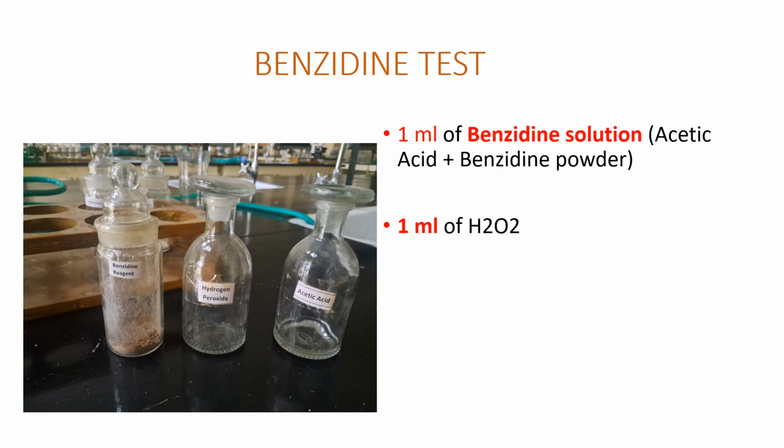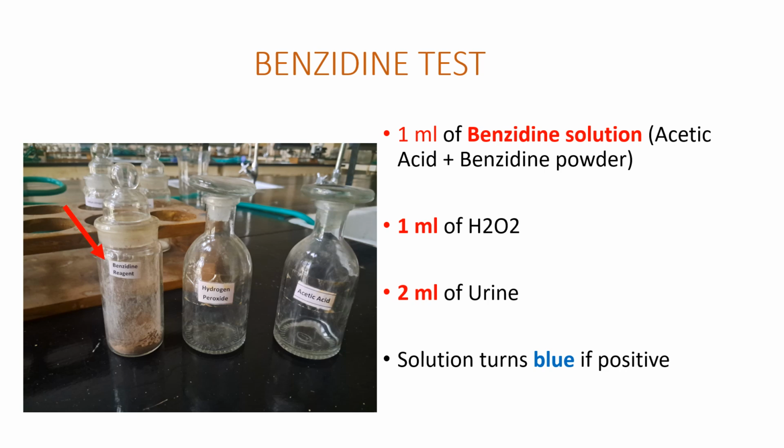One way I like to remember this is: 1 ml of benzidine solution, that is 1, and 1 ml of H2O2, that is 2. So 1 plus 1 is 2. And to this, you add 2 ml of urine. So 1 ml of benzidine solution, 1 ml of H2O2, and 2 ml of urine. You can add them in any order you want, and the solution turns blue if it is positive. I'll show you what I did.